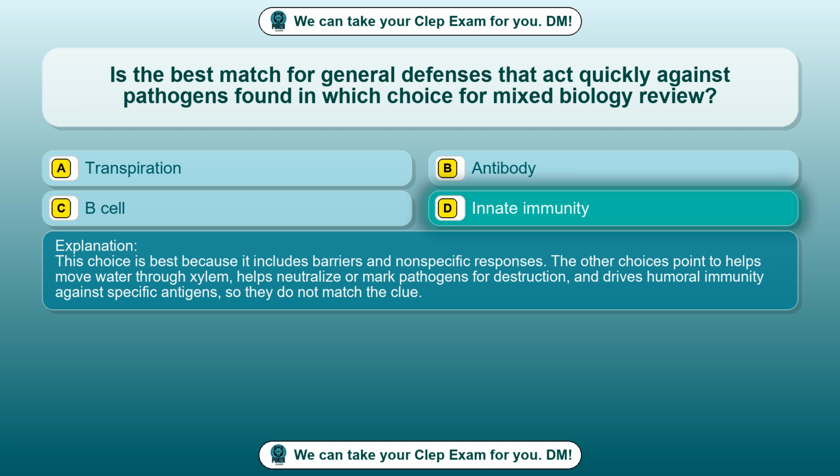The other choices point to helps move water through xylem, helps neutralize or mark pathogens for destruction, and drives humoral immunity against specific antigens, so they do not match the clue.